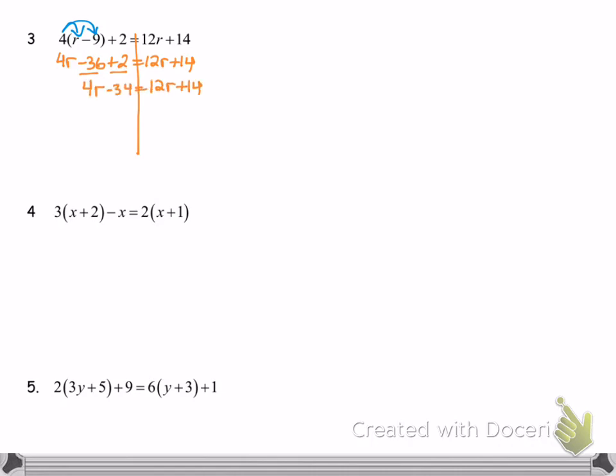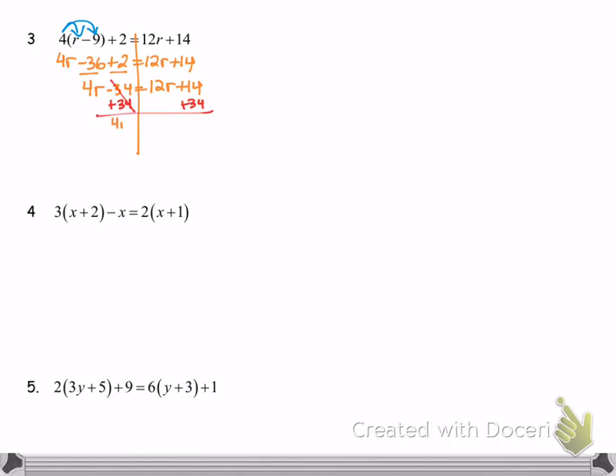Now, from here, it doesn't really matter which one you want to start first. You just need to combine the like terms. So I know that negative 34 and 14 I would eventually want to combine, and the 12r and the 4r I eventually want to combine. And so maybe I'll just deal with the negative 34 and the 14. So I'm going to do the opposite of the negative 34.